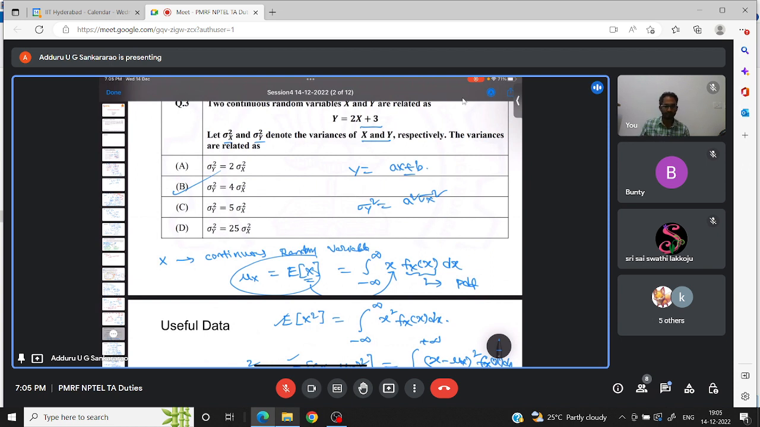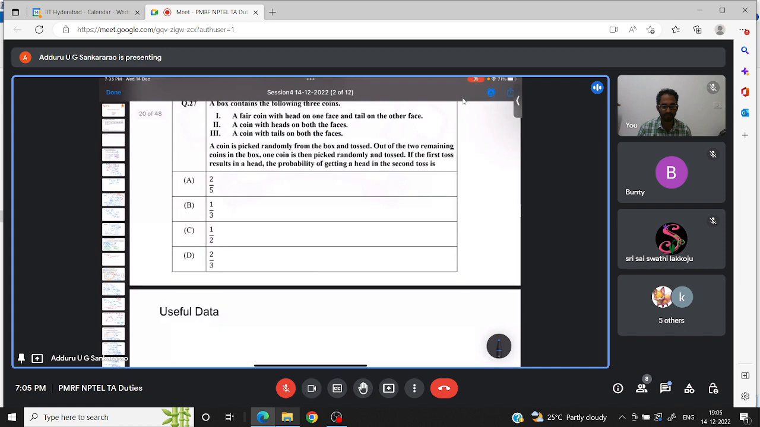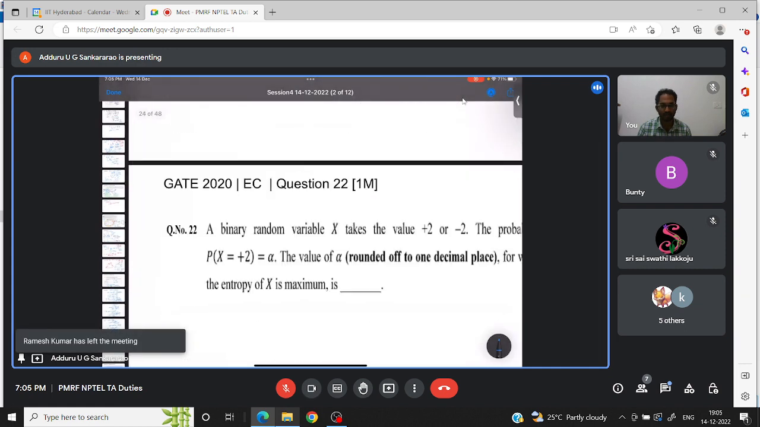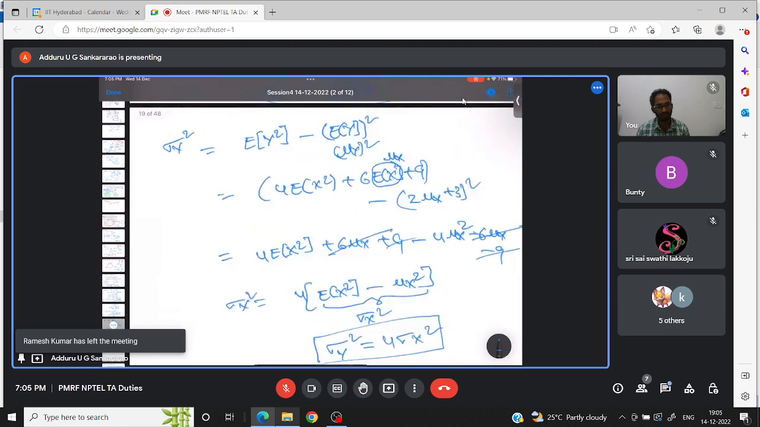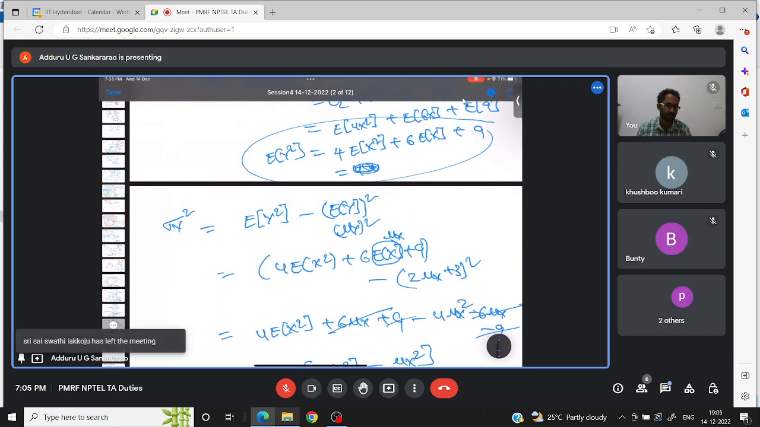Any doubts from this? Fine. We'll stop here. It's already time for the other session. I have got many other questions from random variables and probability, and I'll also get some questions from networks. Maybe we'll solve them in the next class. As I said earlier, if you have any doubts, you can mail those particular problems to me. I'll try to solve them in the next class.